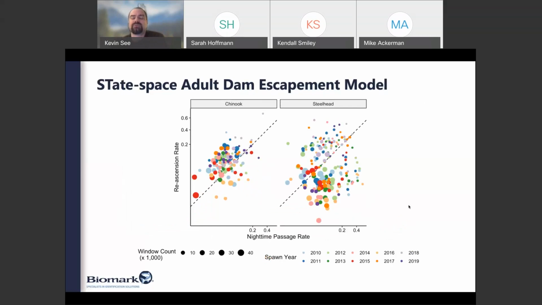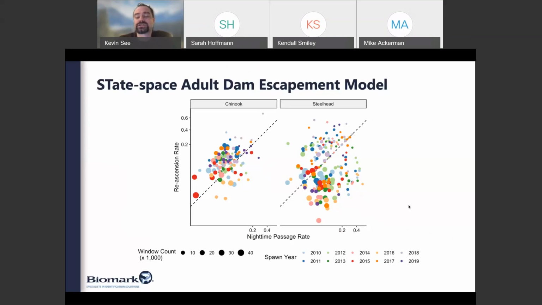One of the last things I wanted to point out with this model, I mentioned there's two different processes that are happening that potentially cause some error or bias in the window counts. One is that nighttime passage rate. So there are fish swimming by when nobody's counting them at the window, so that you're undercounting potentially. The other process is fish reascending the dam, potentially being counted twice. So you might be overestimating fish due to that process. And just looking at how they balance each other out.